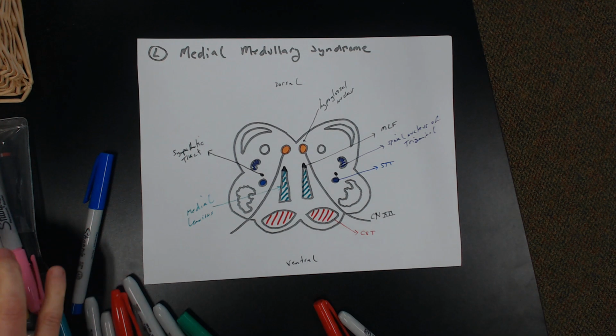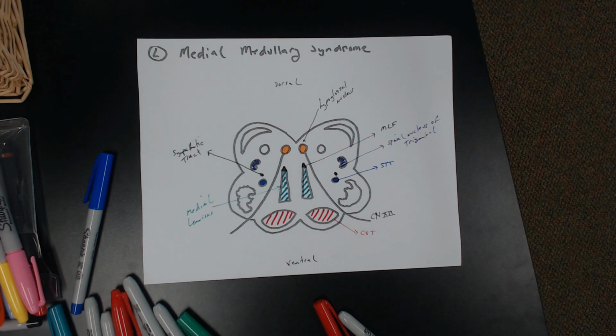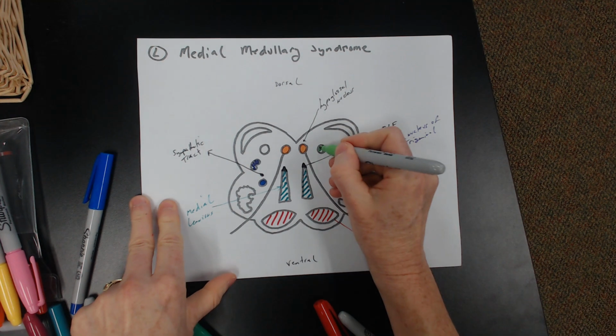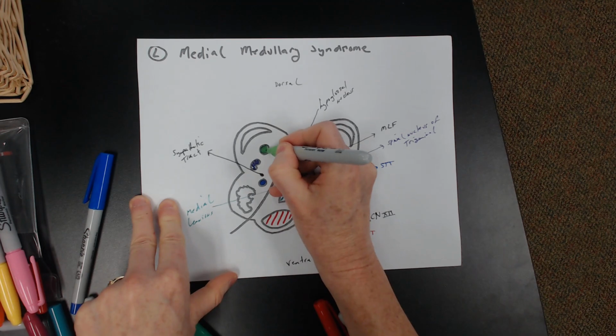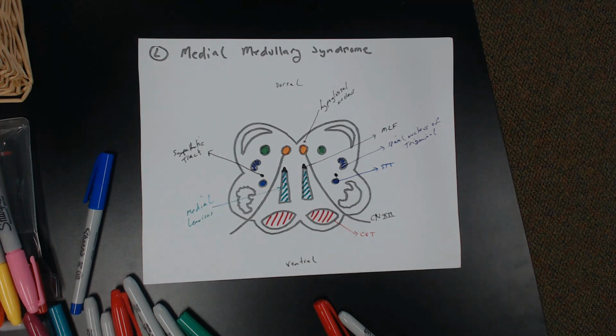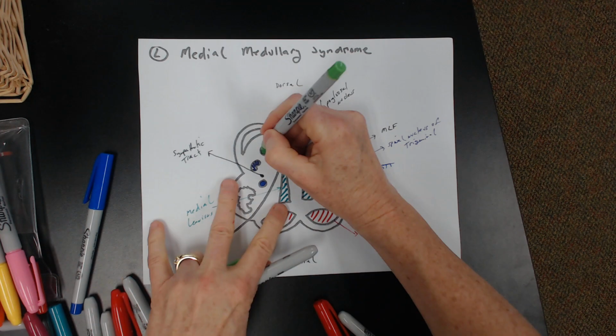And then back here we have a nucleus that doesn't know who he belongs to. He's responsible for motor for both cranial nerve number 9 and cranial nerve number 10. This is going to be your nucleus ambiguus.